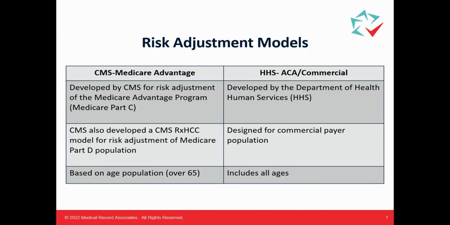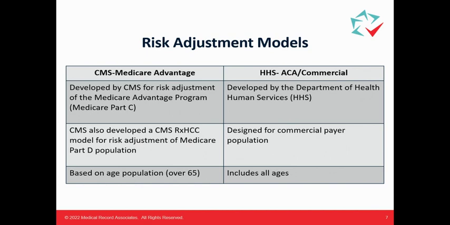So we already talked a bit about it, but here are a little more details on the two main models. The first, on the left, is the CMS Medicare Advantage program. The one on the right is the HHS/ACA, also commercial program.